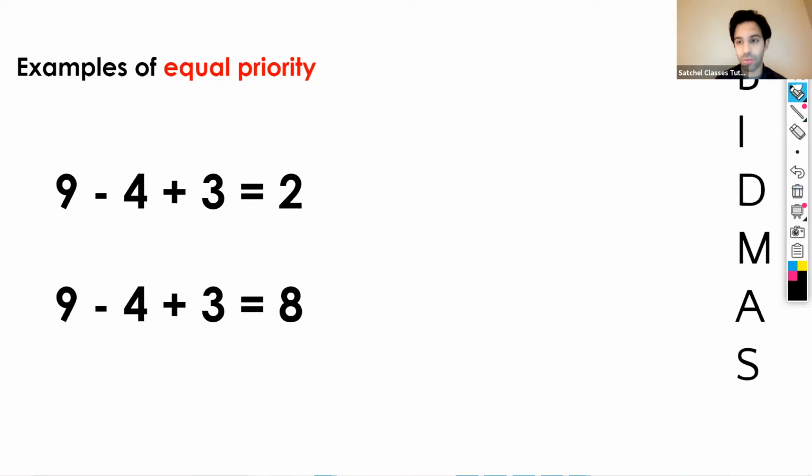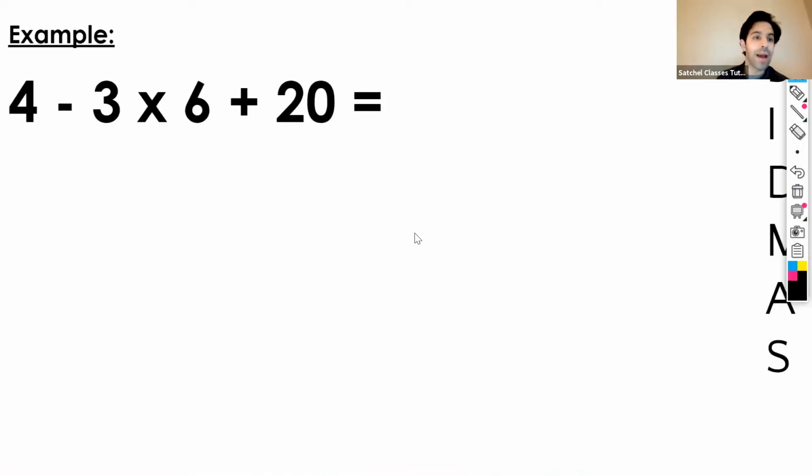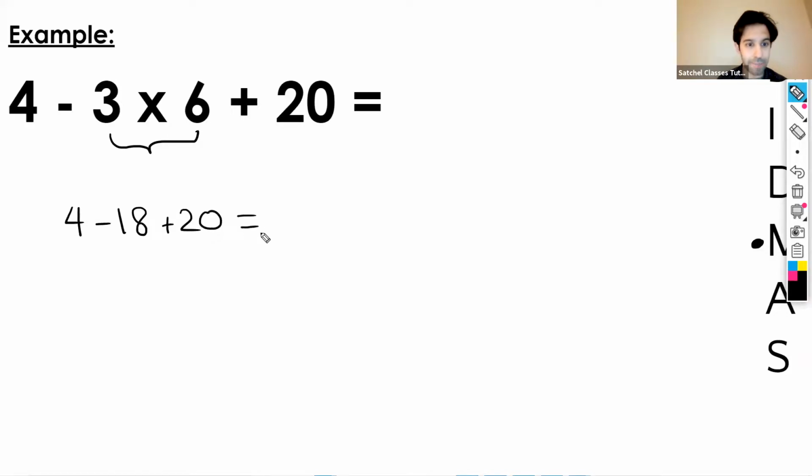Now, let's do some trickier examples. So now we have 4 minus 3 times 6 plus 20. If we follow BIDMAS, what comes first? Multiplication comes before addition and subtraction, so this is the bit we have to do first. 3 times 6 is 18. So what we'll have is 4 minus 18 plus 20.